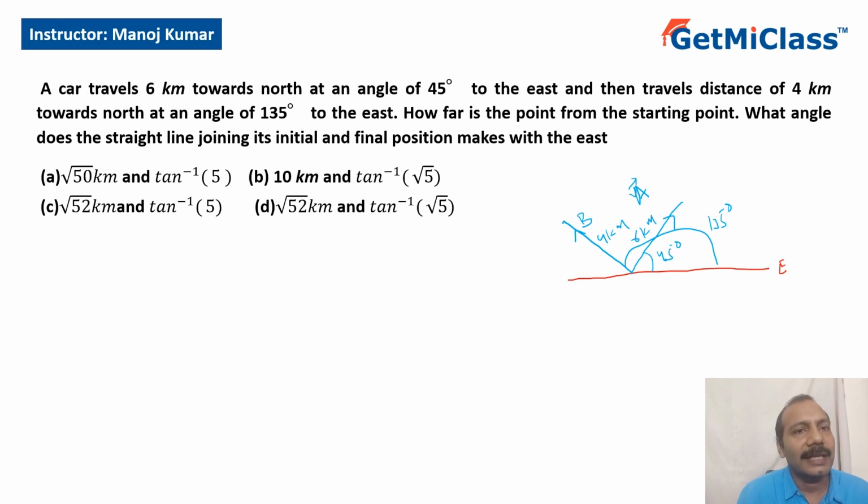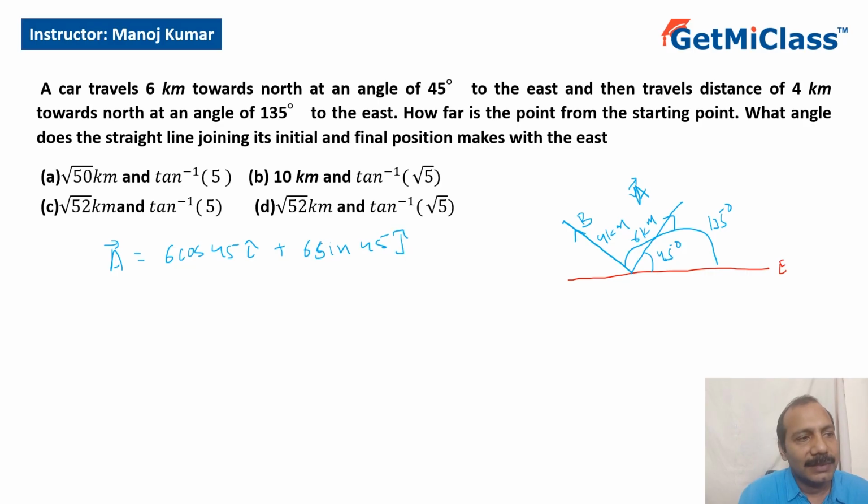The easiest way of solving this question is I'll find both vectors in ijk form, in the form of unit vectors, and then add them. So I can say vector A equals, with respect to east, 6 cos 45 i plus 6 sin 45 j.